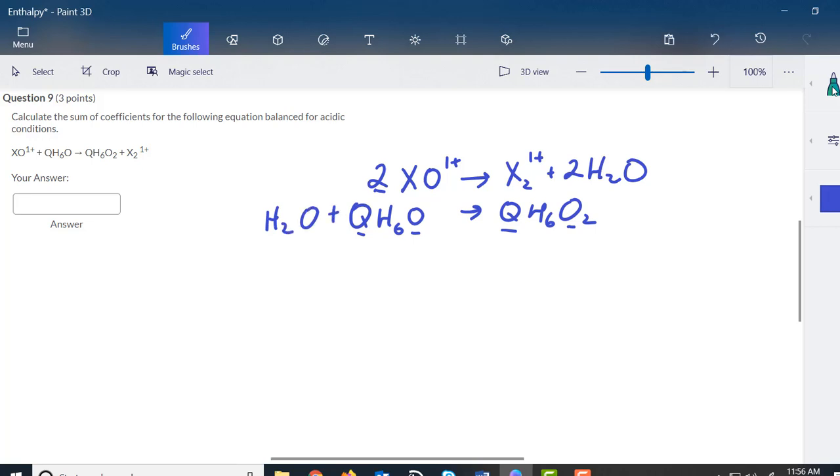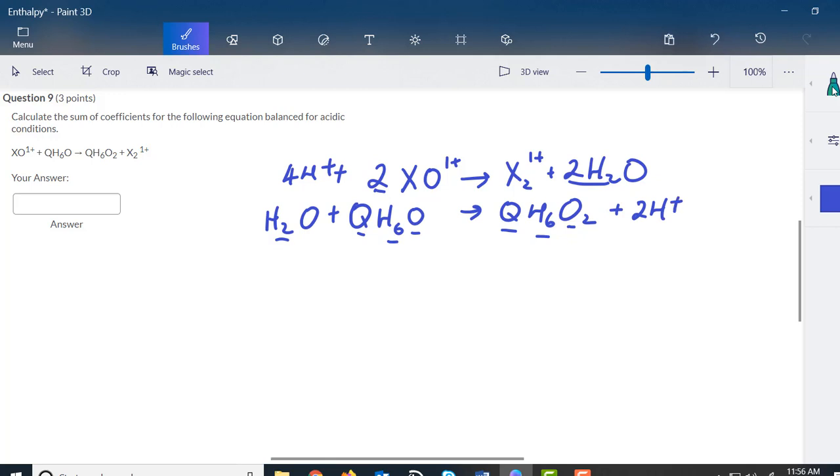Now over here we've got hydrogens, we've got 4 of them, so that needs to be balanced with 4 H pluses. And down here we've got 2 hydrogens and 6 hydrogens, that's a total of 8, and that's 6 there. So 8 versus 6, which means we need 2 H pluses here to balance the hydrogens on this side.